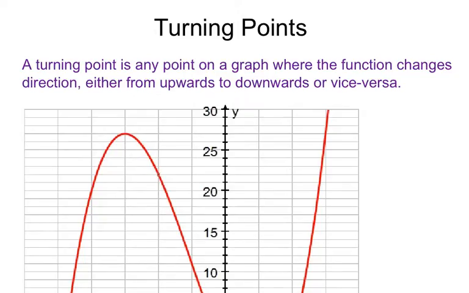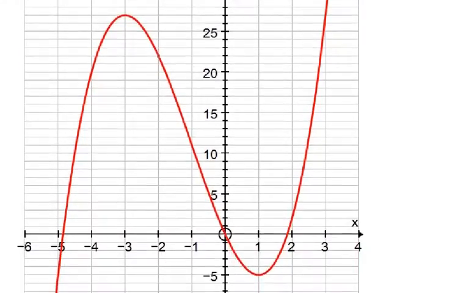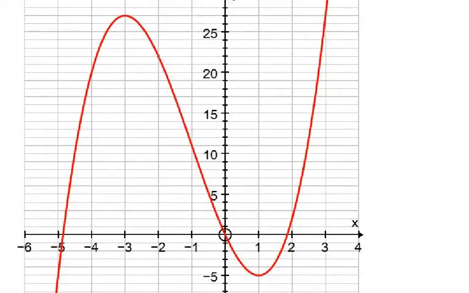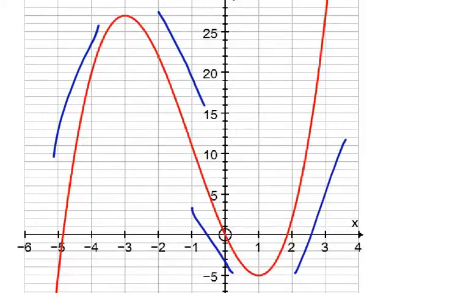Let's have a look at another example. This time we've not got a quadratic but a cubic, and this one starts by going up, then goes down, and then it goes back up again. So there's two turning points here, one where it goes from going up to down and one where it goes down and then to up. So the two turning points are here, and that one has coordinates -3 and 27, and down here, which has coordinates 1 and -5.